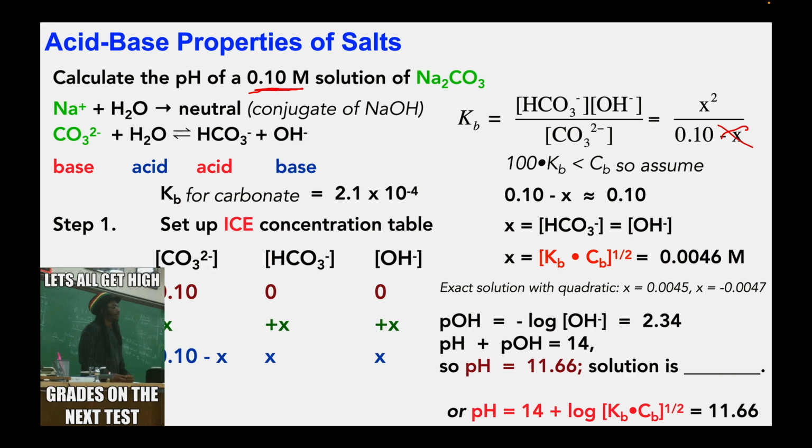What I would do in this example, 100 times K is less than C, like we talked about. So 14 plus log square root of 2.1 times 10 to the minus 4, the Kb, times 0.10, the Cb. And that does come out to be 11.66. So this is a huge time saver if you're comfortable with it. It's a little weird to go 14 plus log square root, parentheses, et cetera, but if you can get the 11.66, you got this down.